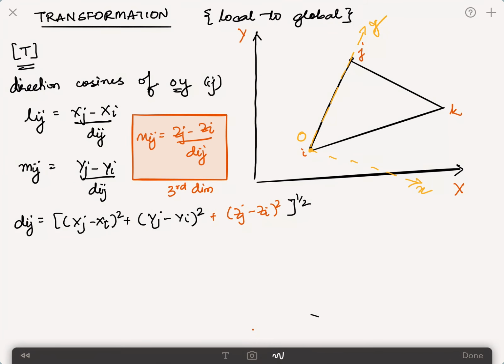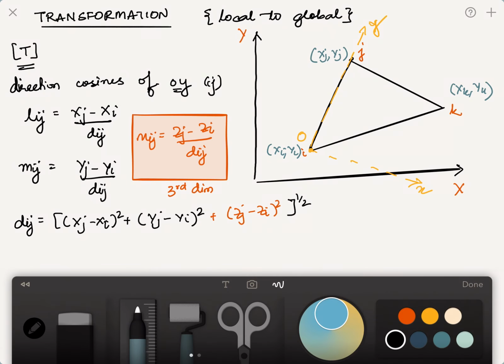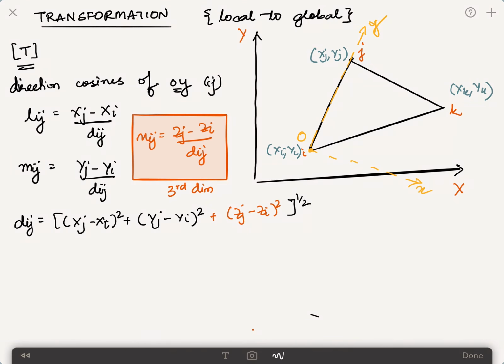So maybe I can also write them here just to be clear. So you have xj, yj and xi, yi, and this would be then xk, yk. We've seen this before, but just as a reminder, it's good to put it on the diagram for clarity.